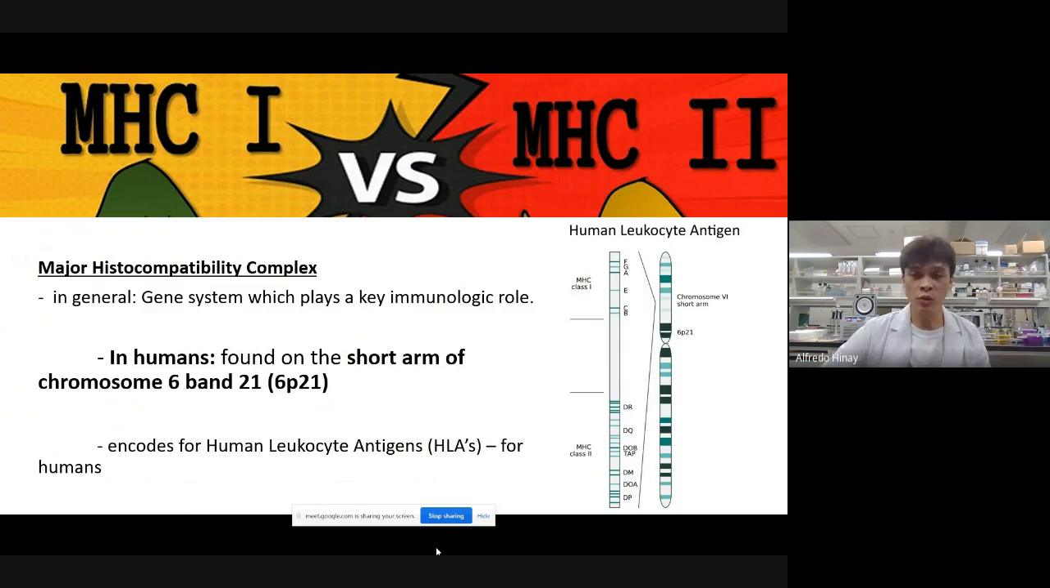So in humans, they are found on the short arm of your chromosome 6, band 21. So here you have your chromosome 6, then short arm, that's 6p, then 21. And under this one, you have your major histocompatibility complex class 1, class 2, and class 3. So they encode for human leukocyte antigen or HLA for humans.